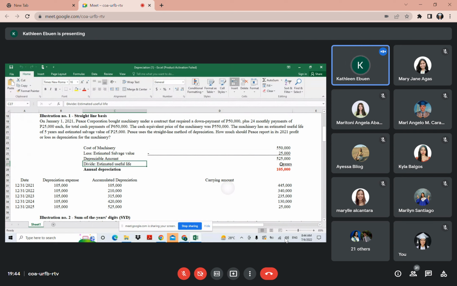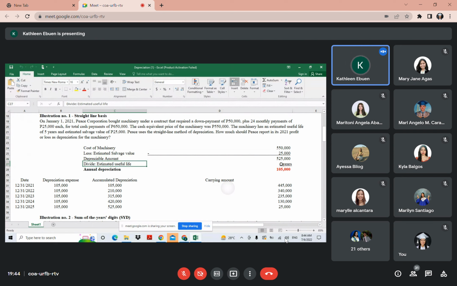So sa straight line method po, constant po yung depreciation natin every year. So 105,000. So dito, for 5 years. So to compute for the accumulated depreciation, nandito na yung word na accumulate. So pagsasamahin nyo lang yung mga total depreciation expense. So sa first year, 105,000. Sa second year, 210,000 na kasi 2 years nag-depreciate na yung asset. So, 2023, 315,000, 420,000 naman ng 2024, and 525,000 naman ng 2025.